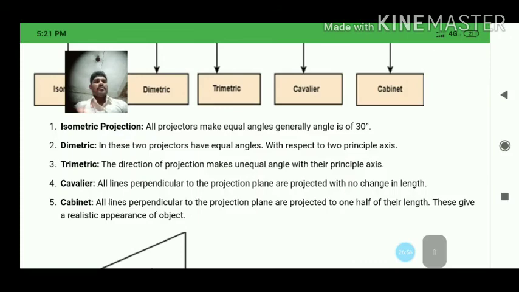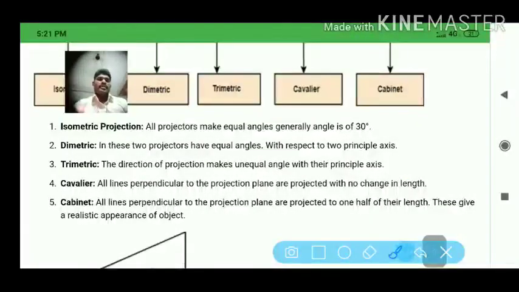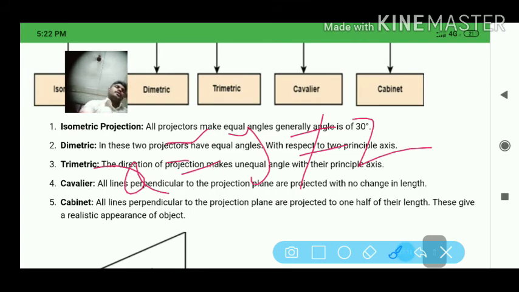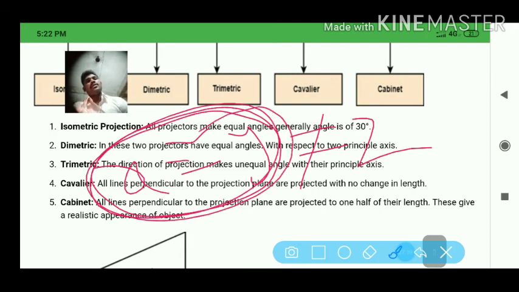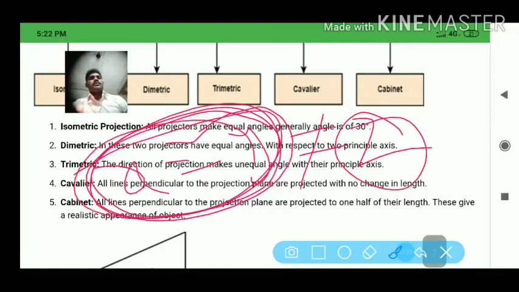The second one is the diametric. In diametric, these two projections have equal angles with respect to the two principal axes. Here x is similar to y but not to z. X and y are making the principal axis. Lines are making equal angles here, but the z axis is not equal to these both axes. That's why two. So diametric.